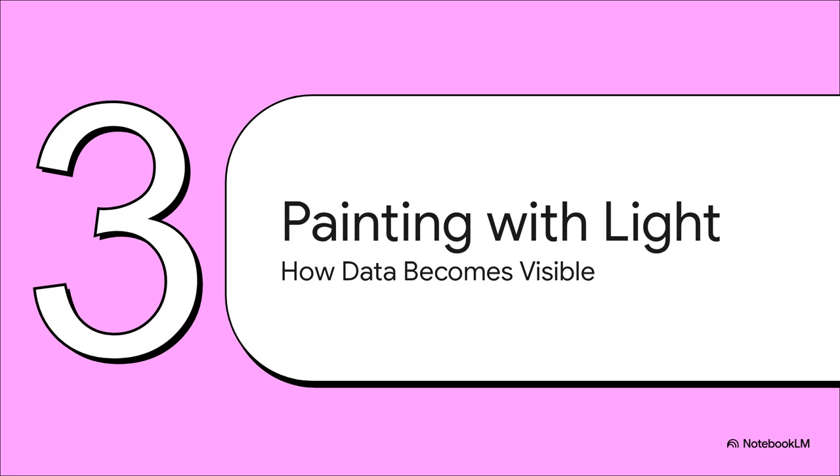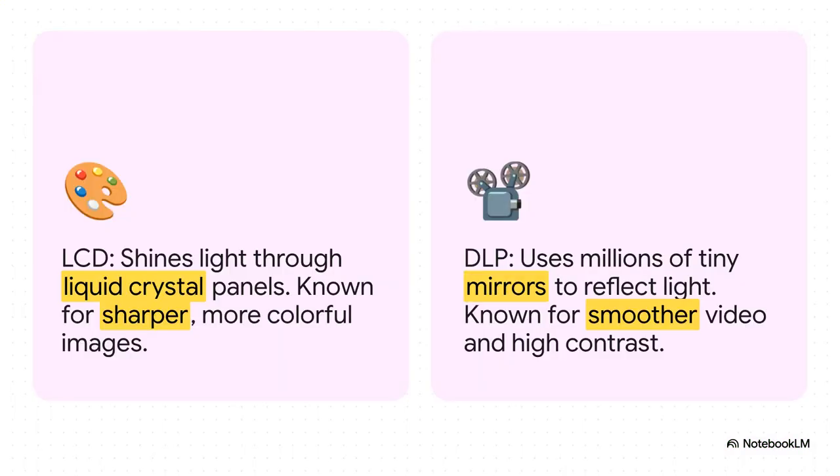All right, Section 3, Painting with Light. So we've talked a lot about getting information into our devices. But what about getting it out? How does all that digital data become the light and color that we actually see on a screen? Well, for big screens like projectors, you've basically got two main technologies battling it out. On one side, you have LCD projectors.